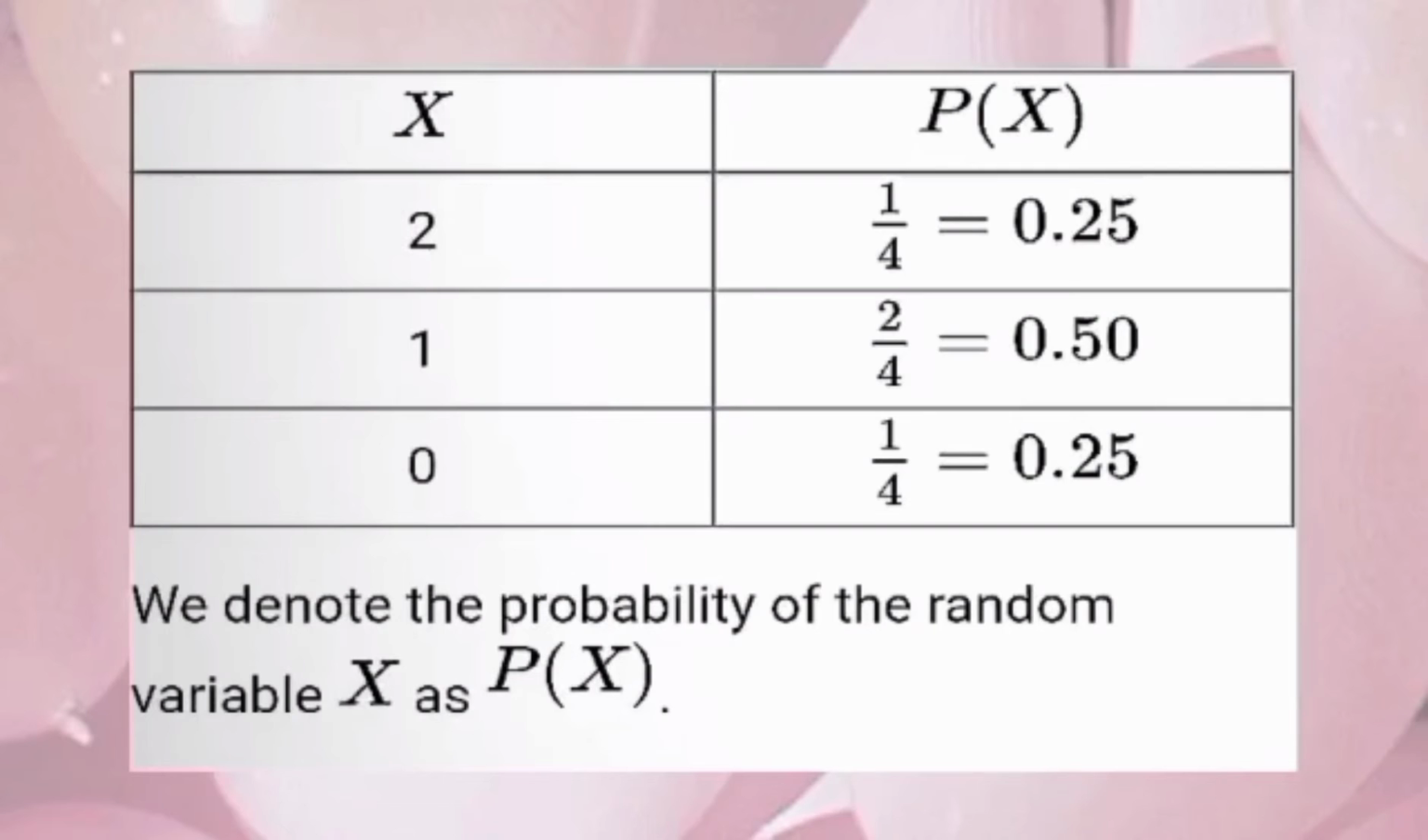Now we have the table where x is the variable and p of x is the probability of outcomes. Remember that the probability is the frequency over the total number of outcomes. That's why we've gotten the 1/4, 2/4, and another 1/4. Then we've converted it to its decimal form. Note that we can express this as a fraction or a decimal.